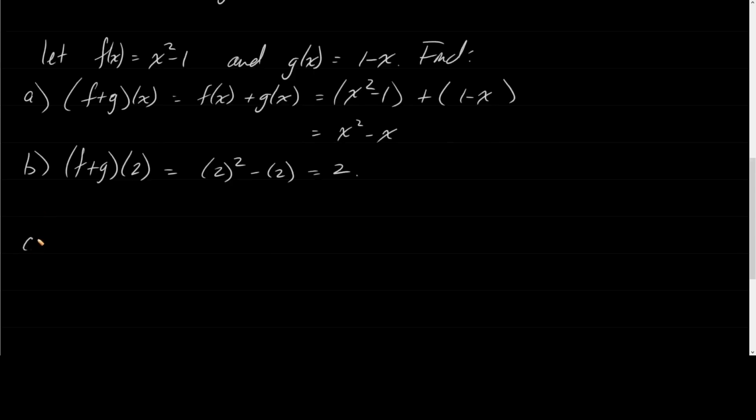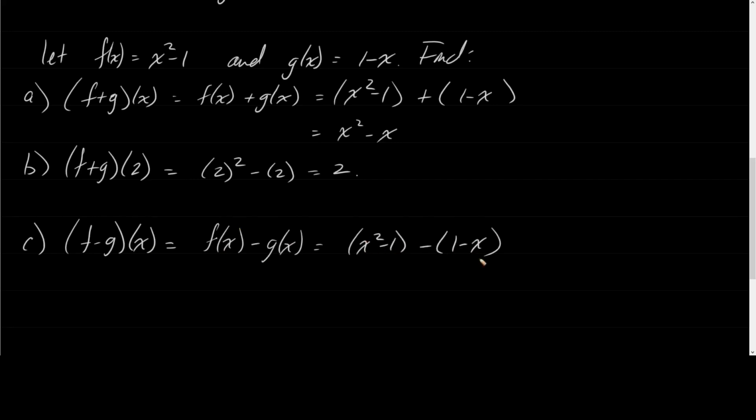Next one. Let's say that I asked for f minus g of x. Well, that would be, by definition, f of x minus g of x, which is just x squared minus 1 minus 1 minus x, which would then be x squared minus negative x is plus, so x squared plus x, and then negative 1 minus 1 is negative 2. So that's our simplified version.